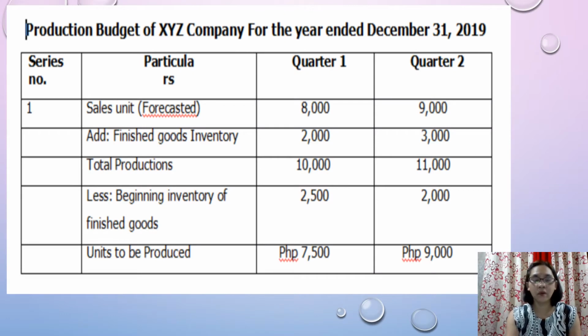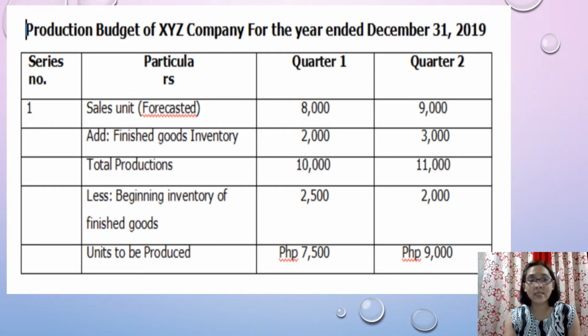This is an example of a production budget of XYZ company for the year ended December 31, 2019. Under the particulars, sales units forecasted is 8,000 for quarter 1, and for quarter 2, 9,000. Then add finished goods inventory: for quarter 1, 2,000, quarter 2, 3,000. And then the total production for quarter 1 is 10,000, and for quarter 2 is 11,000.